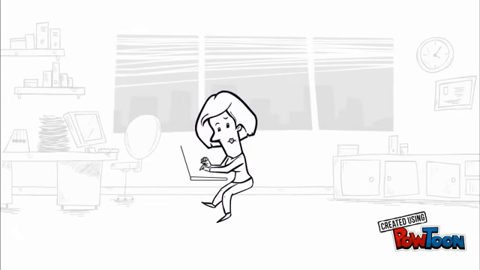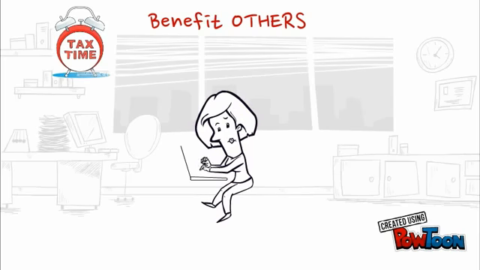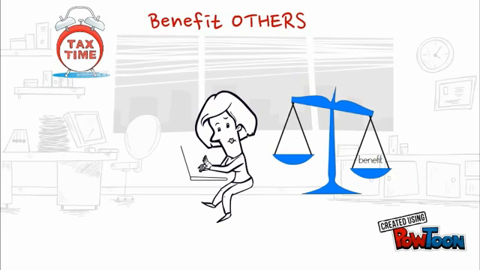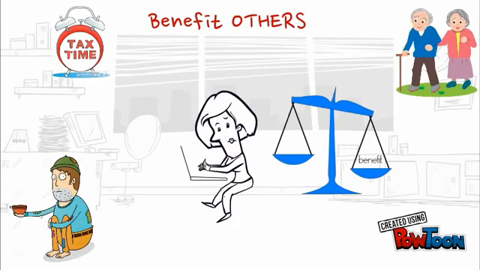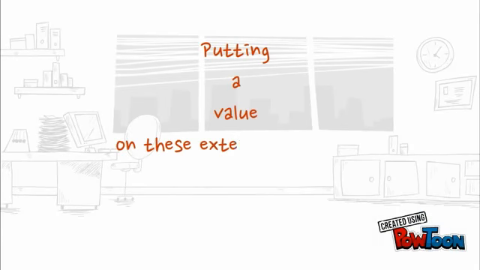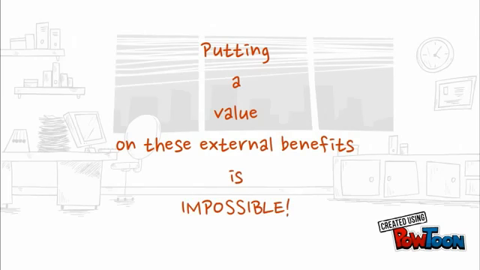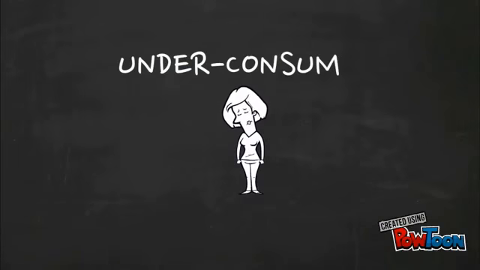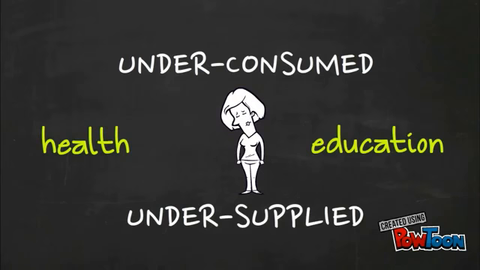Also, Minira does not know that the fact that she studies will benefit others in the future. The better job that she gets, the more taxes she will pay, and the greater the benefit to those who receive welfare benefits and transfer. However, putting a value on these external benefits is impossible. Because of the above, it is likely that merit goods will be underconsumed and undersupplied.